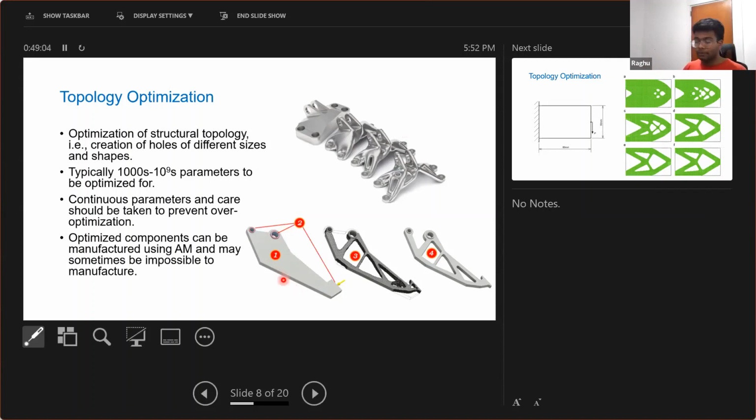So that's what makes this field a bit challenging: the high computational resources, one of the things, and manufacturability. You should make sure that the product which you are obtaining by the optimization algorithm is actually manufacturable. Otherwise, it is kind of useless, right? Any questions on these 3 slides? Okay.